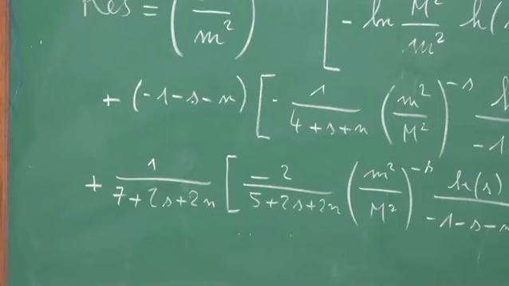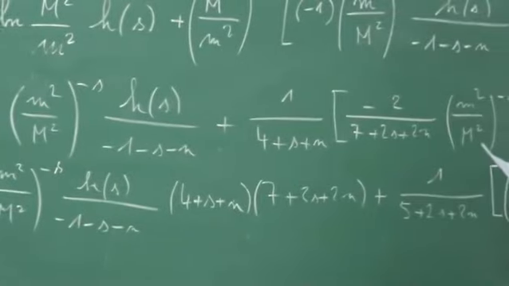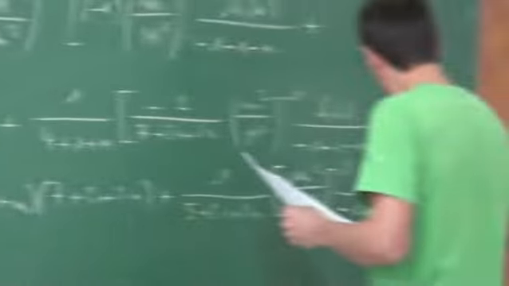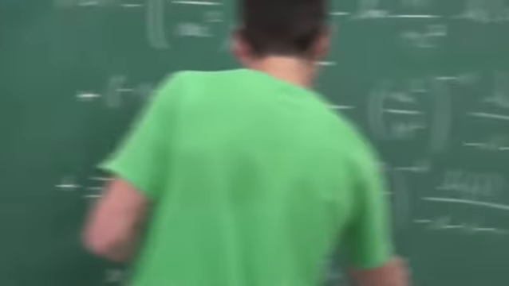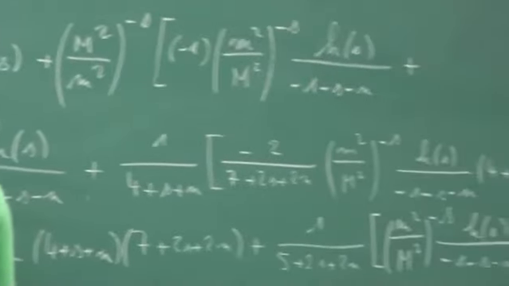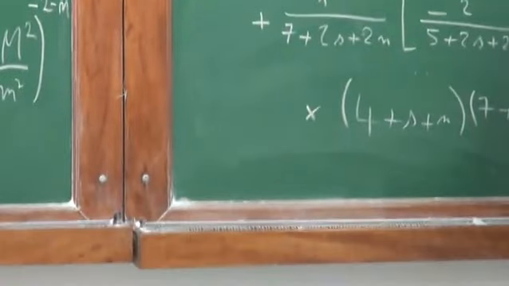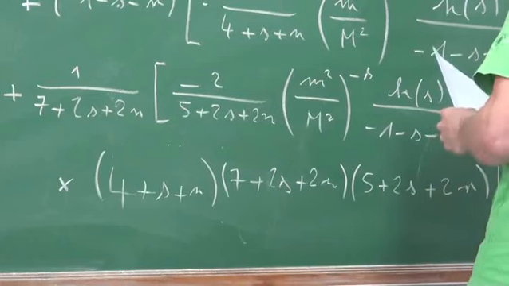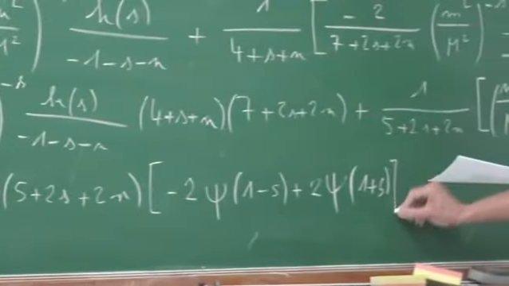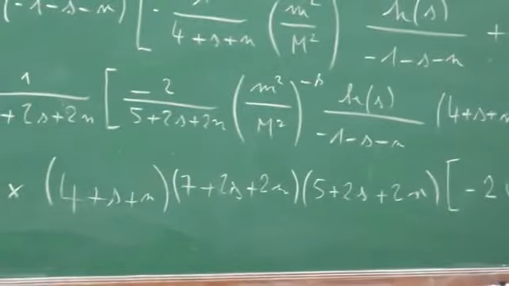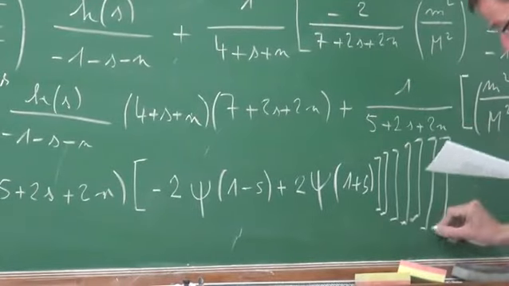No, not the last. In 1, square divided by square, minus s h_s times 4 plus s plus n, 7 plus s plus, 5 plus s plus 2n, multiplied by minus 2 sine 1 minus s plus sine 1 plus s, and then I close the brackets. So 1, 2, 3, 4, 5, 6, 7. Okay?